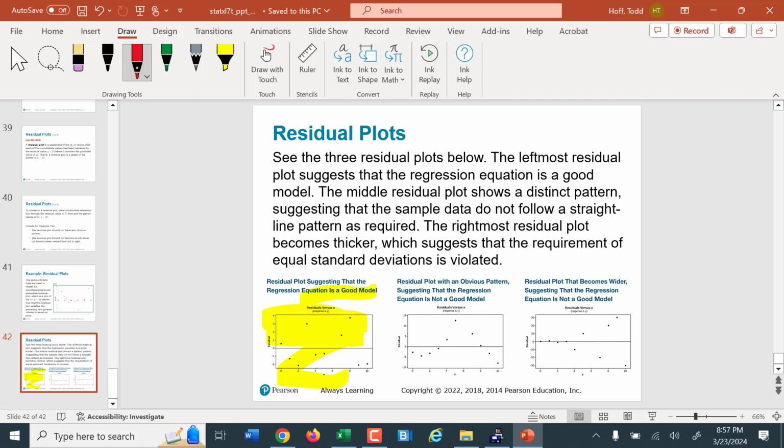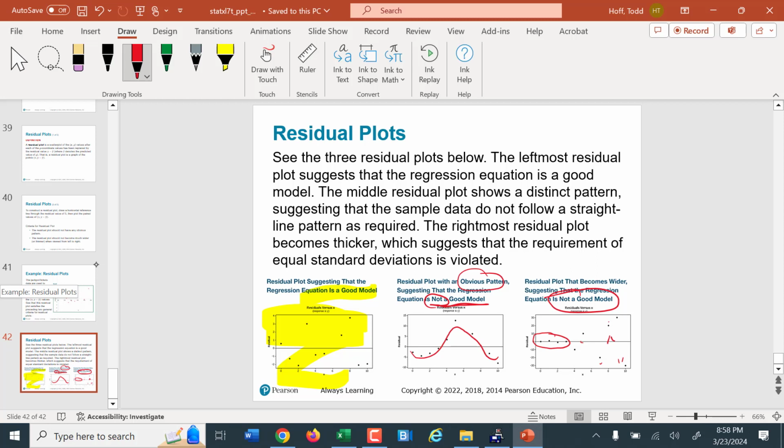This next one here, the points seem to go in like a curve like that. That is a predictable pattern. There's a pattern there. That is not a good model. So I would not want to use that regression equation to predict, since my residuals form that pattern. Now here, in this model, we can see the residuals all really close to 0 here, and then all of a sudden they get spread out. So the larger the x values get, the bigger the residuals are. That is also not a good model.